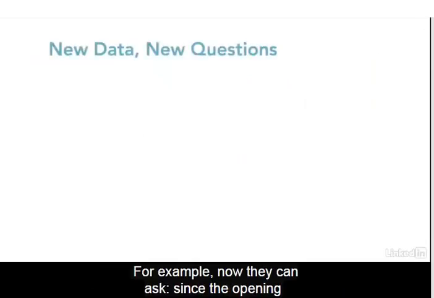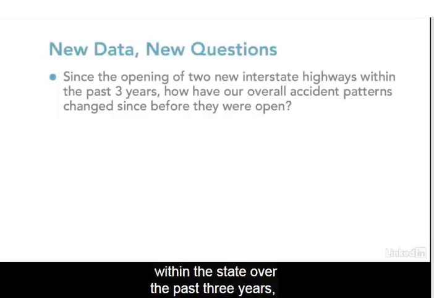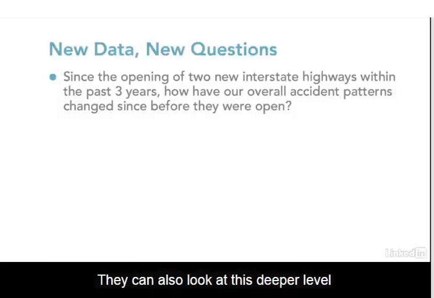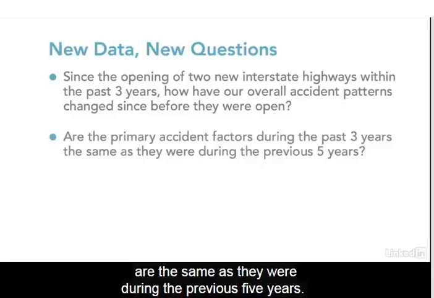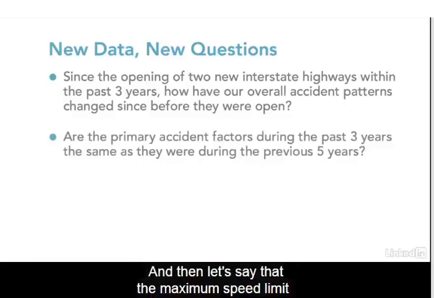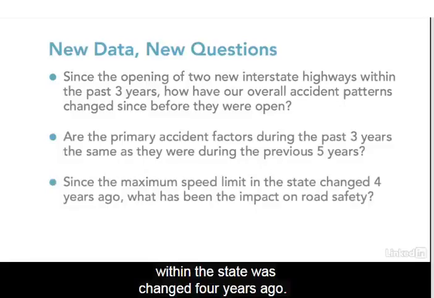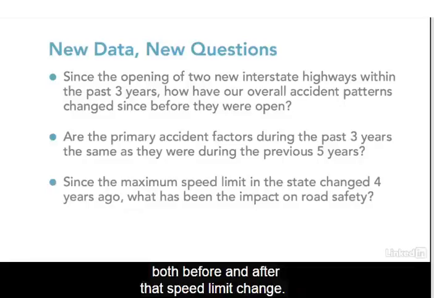For example, now they can ask, since the opening of the 2 new interstate highways within the state over the past 3 years, what's happened to the overall accident patterns? They can also look at this deeper level of historical information and ask if the primary accident factors during the initial analysis period of 3 years are the same as they were during the previous 5 years. And then, let's say that the maximum speed limit within the state was changed 4 years ago. They can look at the relative accident and safety levels both before and after that speed limit change.